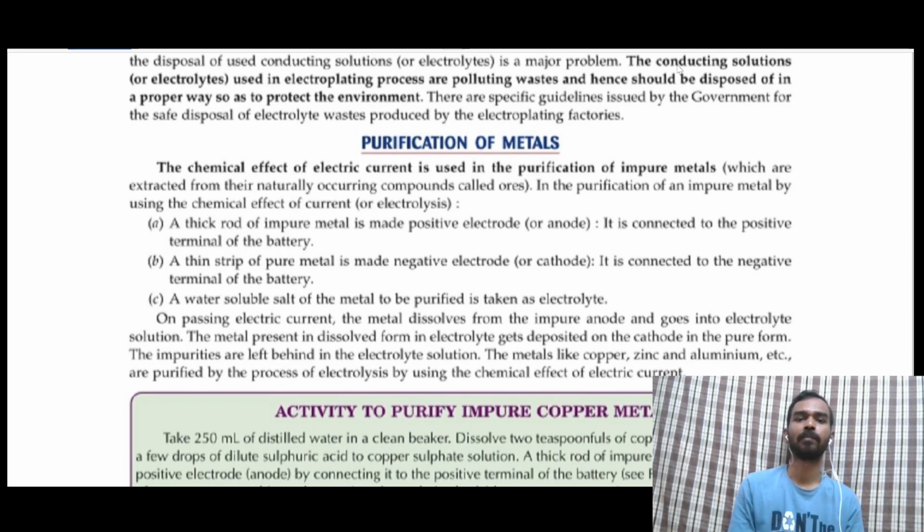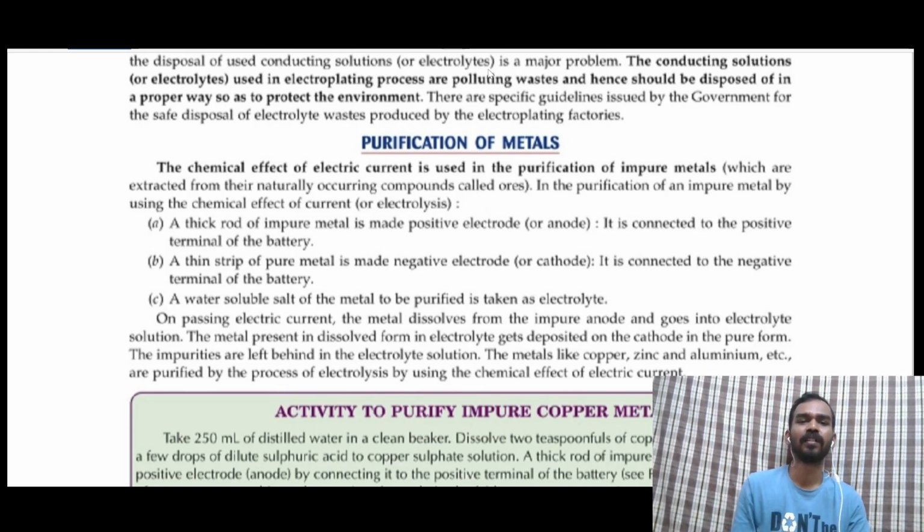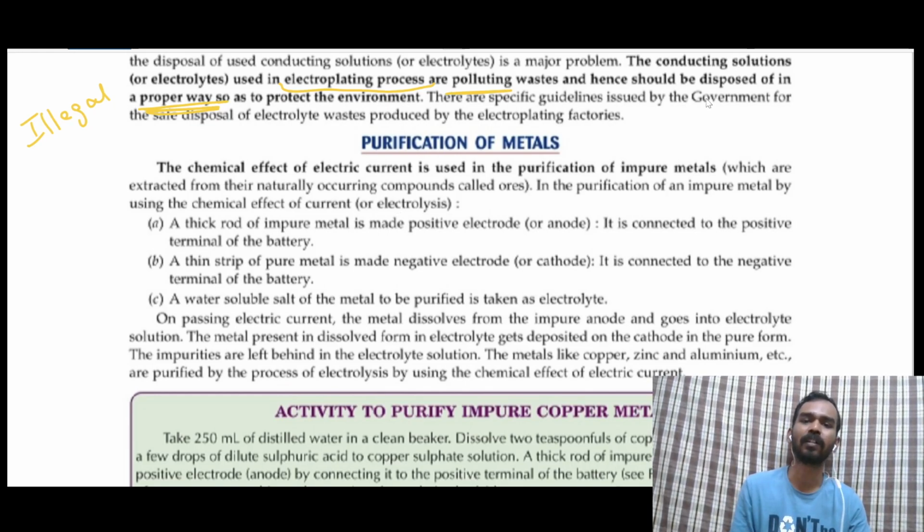So that is the most important problem. Whatever conducting solutions we have set up in an electrolysis experiment, where we have coated one iron key with copper, then coated some cycle parts with chromium, then coated some silver object with gold, what happens to this solution? Generally, some illegal disposal is going on. You should dispose it properly. Whatever solution or metal has been generated by this electroplating process has to be disposed properly. It should not pollute. You should follow the government rules.